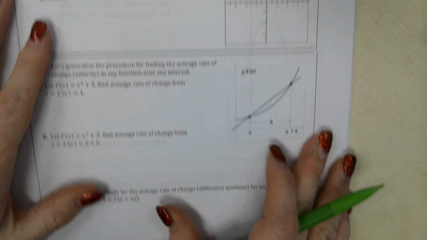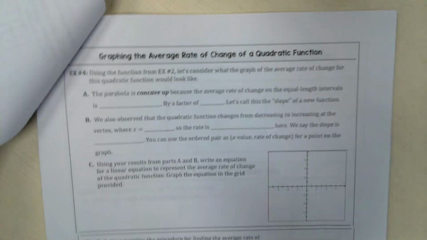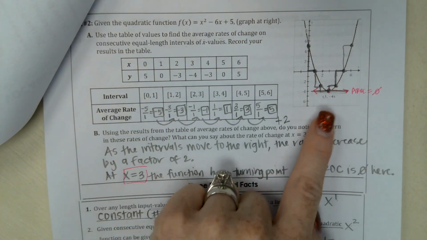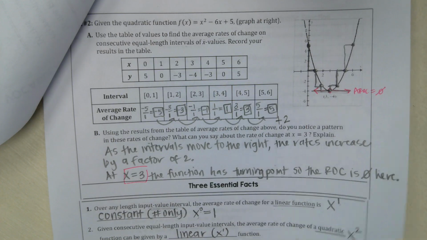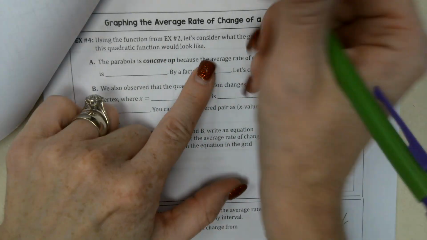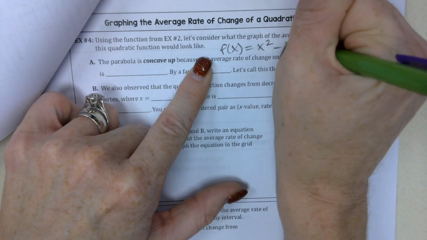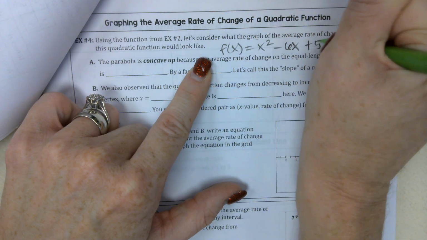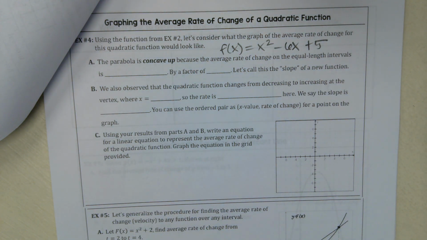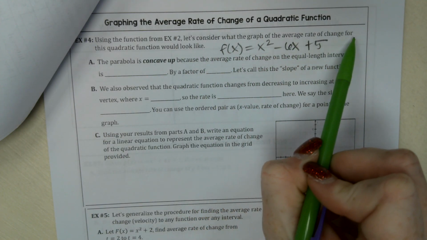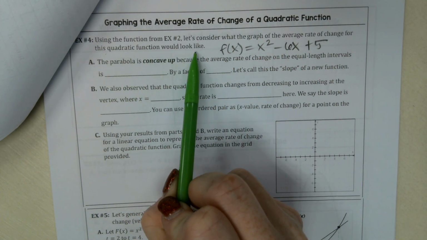All right, flip it over. Let's look at example number 4. Using the function from example 2, we've already got the picture right here. We're going to use that same function, which is f of x equals x squared minus 6x plus 5. Let's consider what the graph of the average rate of change for this quadratic function will look like.